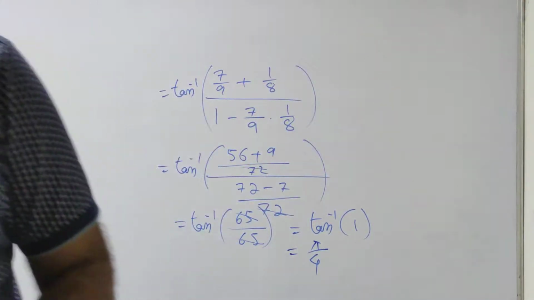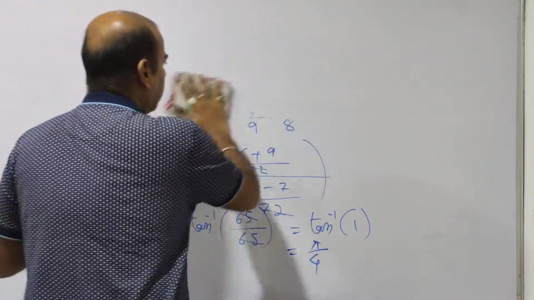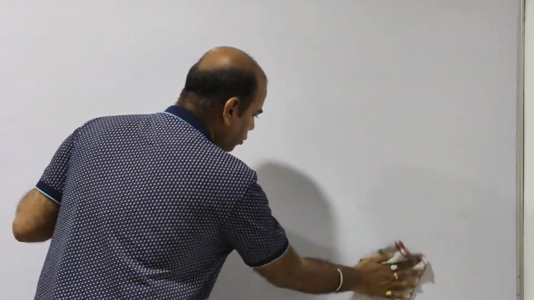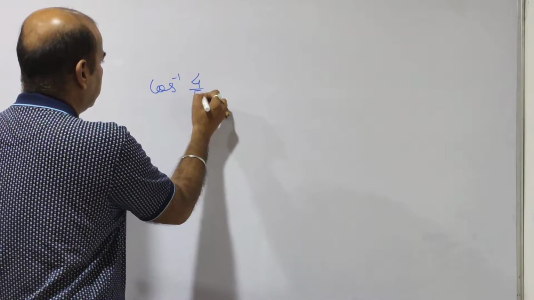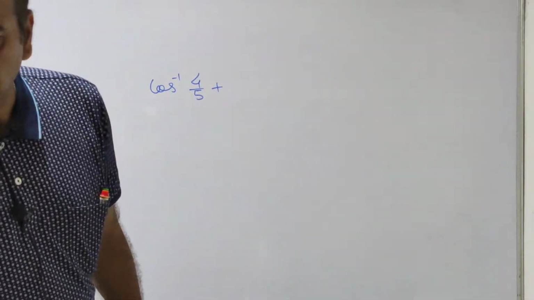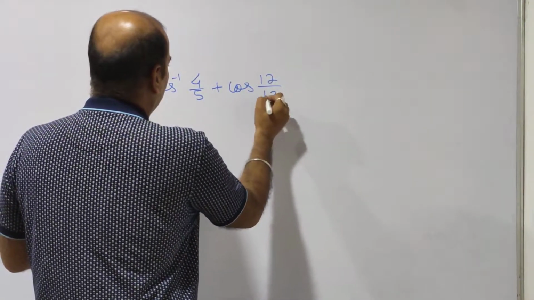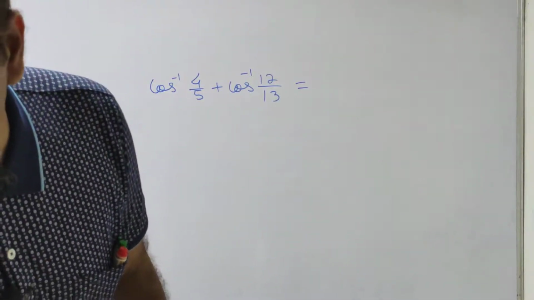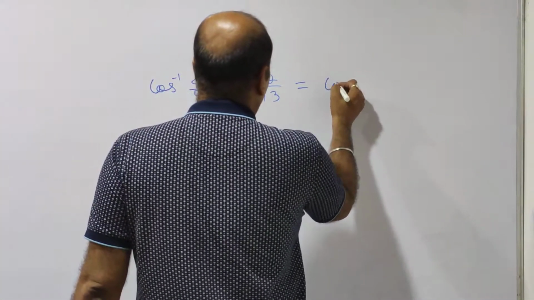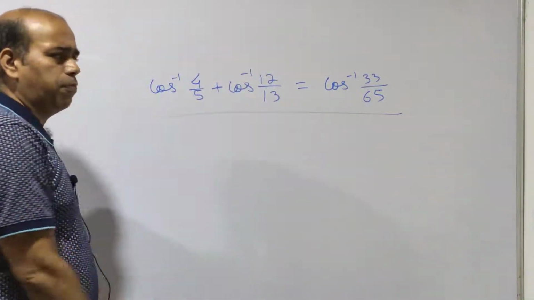I can take one question of cos inverse. Let me take one simple question for sine inverse or cos inverse. So let me take a question of cos inverse: cos inverse 4 by 5 plus cos inverse 12 by 13, and they are asking to prove this equals cos inverse 33 by 65. So how will I prove this?